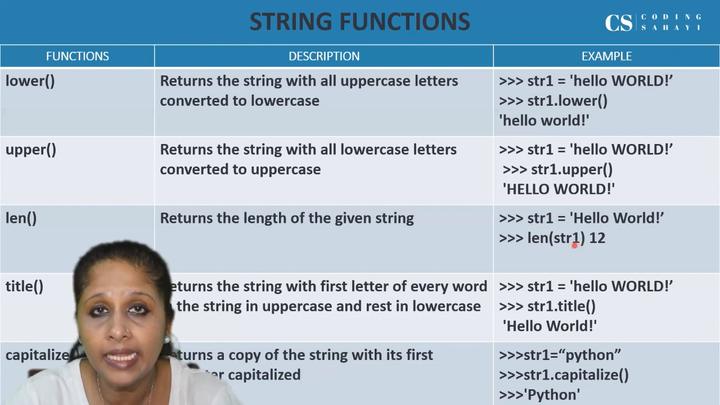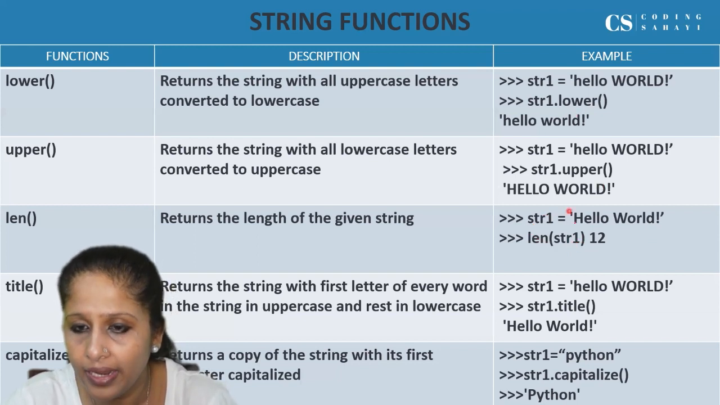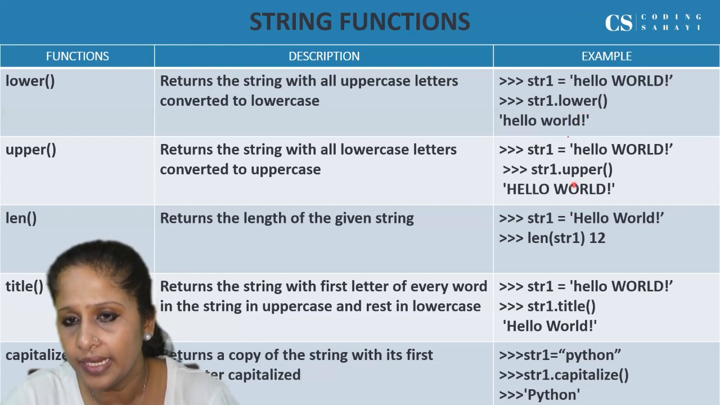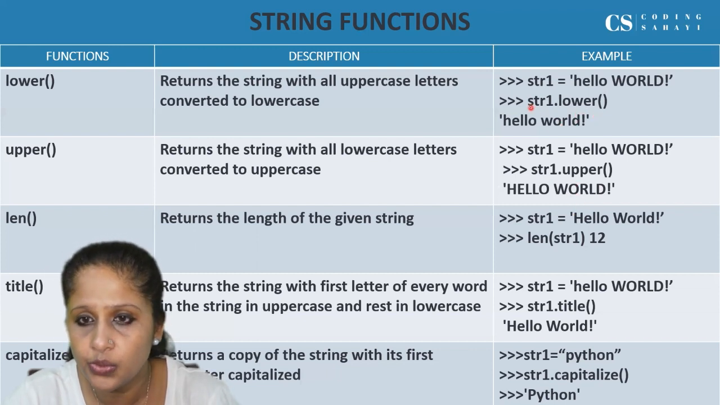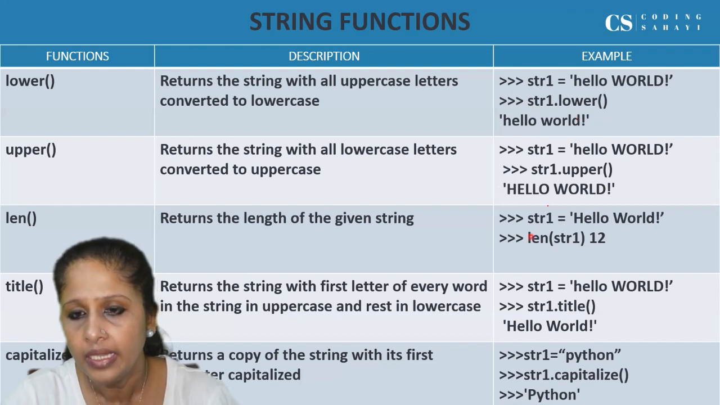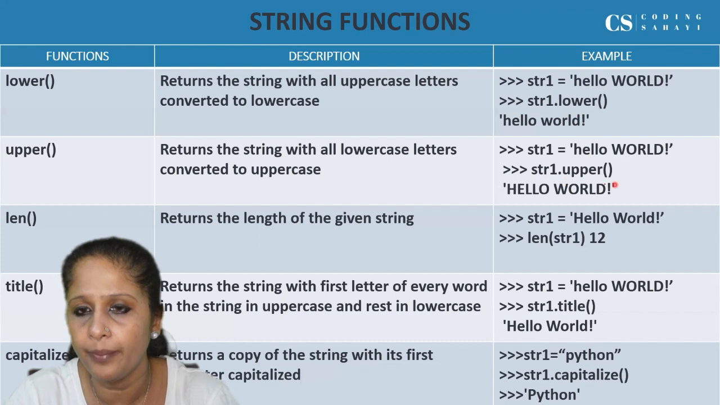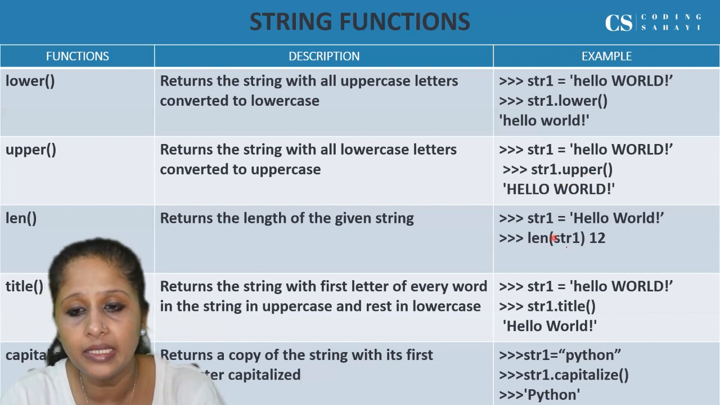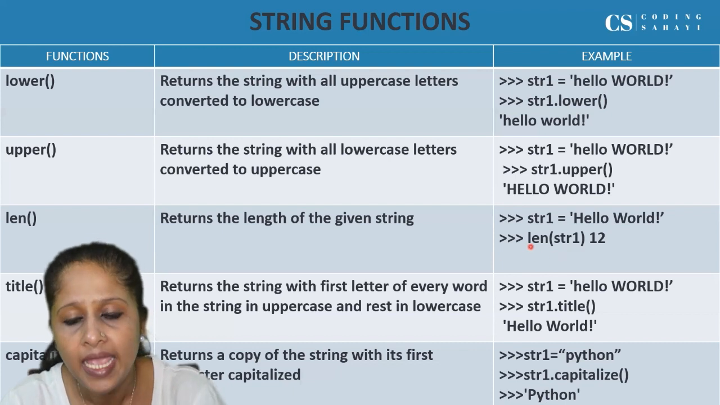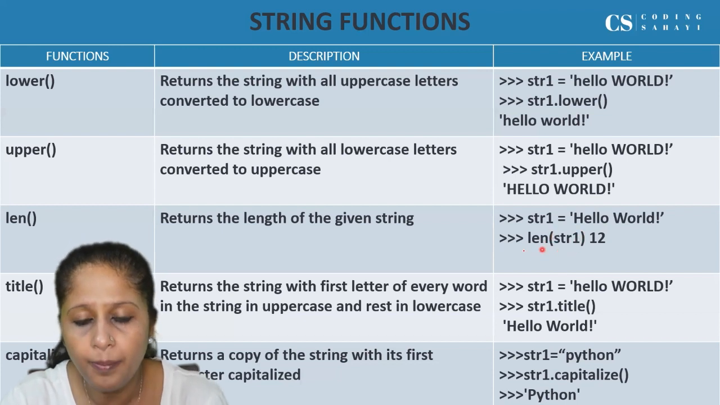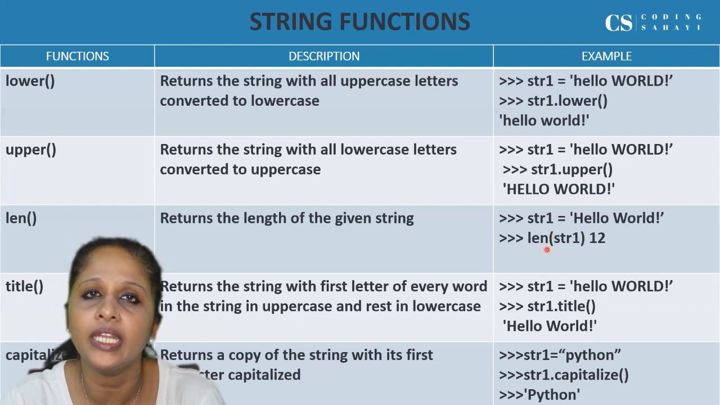The len function and the upper and lower functions are written in different ways. In lower and upper, we call the function using an object, like str1.lower() and str1.upper(). But in this case, we are passing a parameter inside the function, that is len(str1). Whichever string's length you want to find out, that string we pass inside the function len.